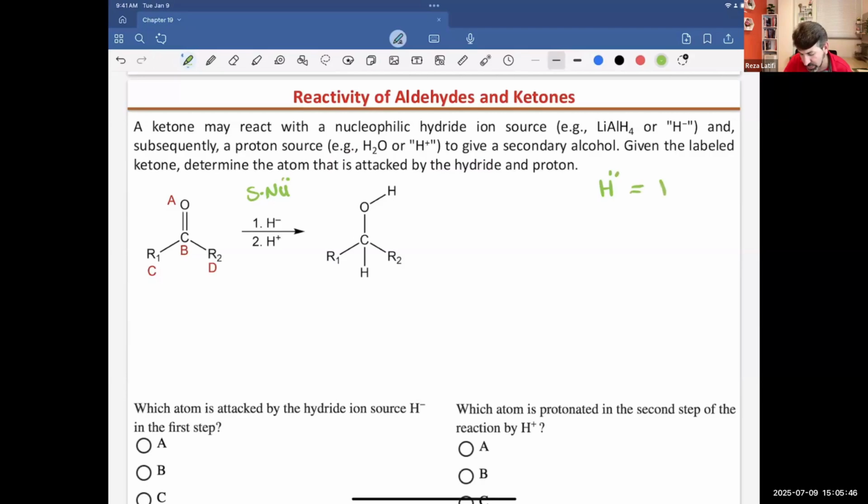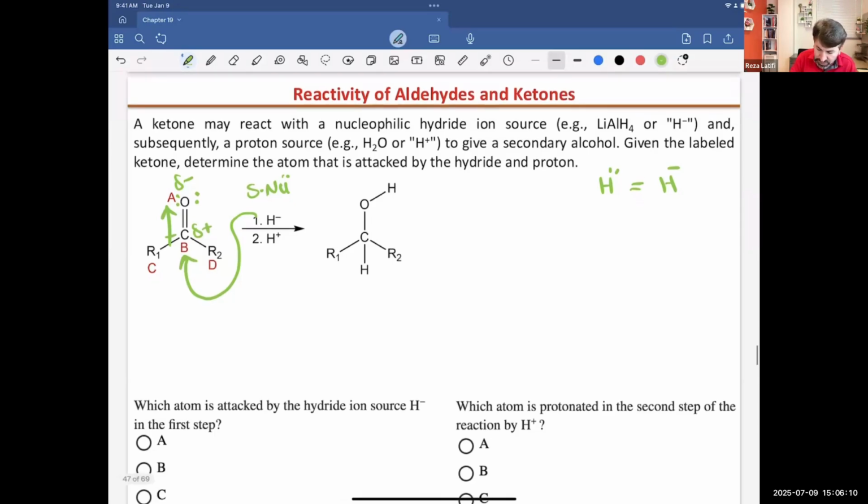So this is going to be equal to H minus, hydride. Because it's a strong nucleophile, it will attack carbon, not oxygen. Remember, oxygen has two lone pairs, and oxygen is stealing electron density from carbon. So oxygen already has extra negative charge, while carbon has a partial positive charge.